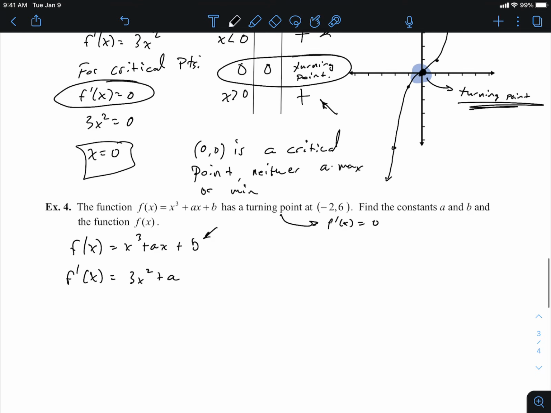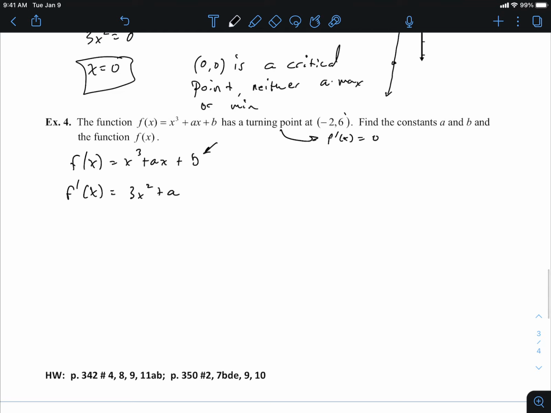So we know f prime at -2 is going to equal 0. If I plug -2 into our derivative function, I can say 0 equals 3 times (-2) squared plus a, sorry, -2 squared. And so we're going to get 0 equals 3 times 4 plus a, and a is going to equal -12.